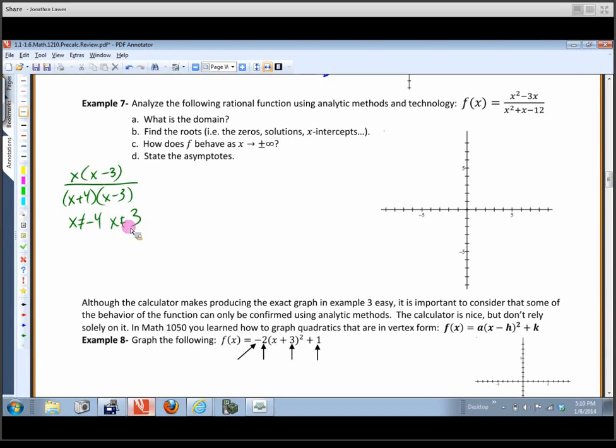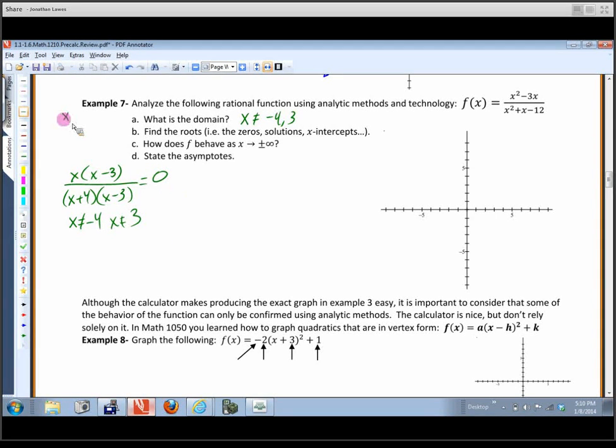Okay? So everything except for negative 4 and positive 3, okay? Then it says find the roots. In other words, the zeros or the solutions or the x-intercepts. So the cool part about this is, if we're going to find the roots, the x-intercepts, we set the whole thing equal to 0.